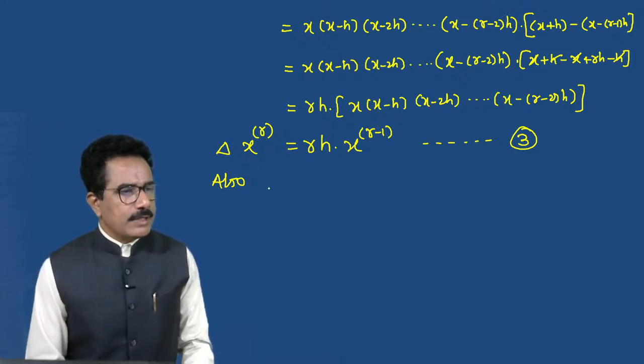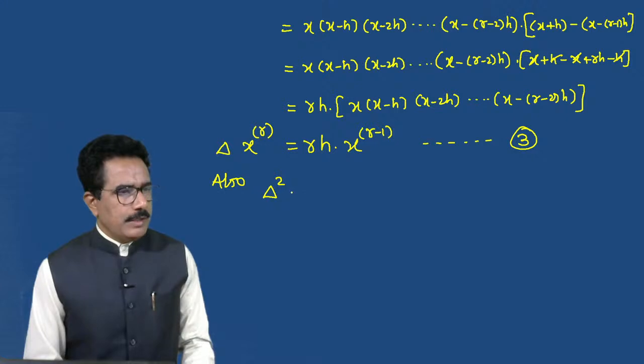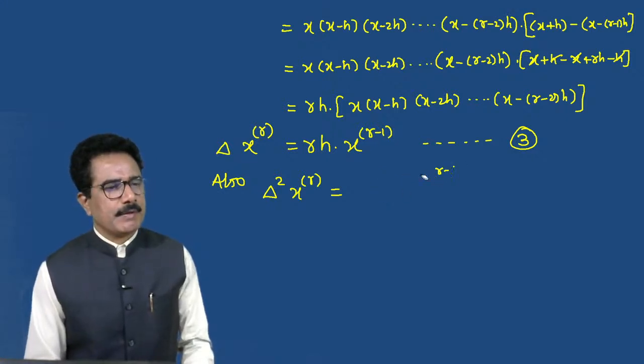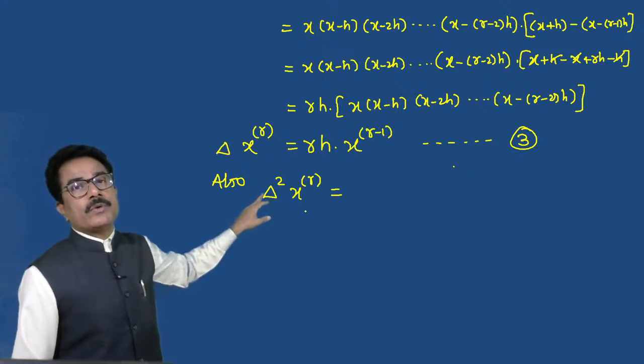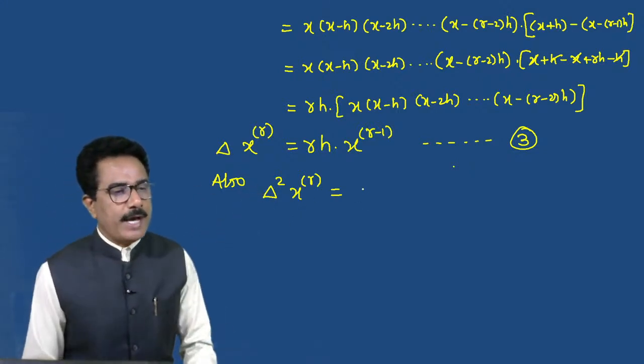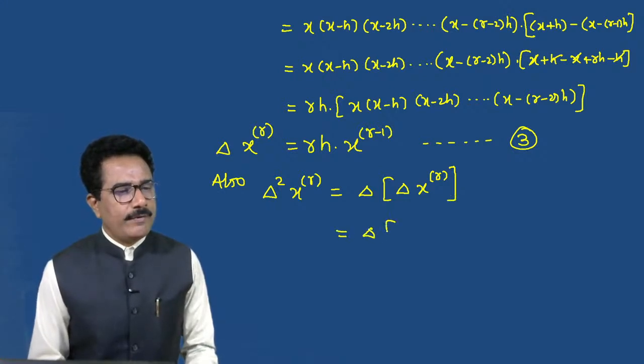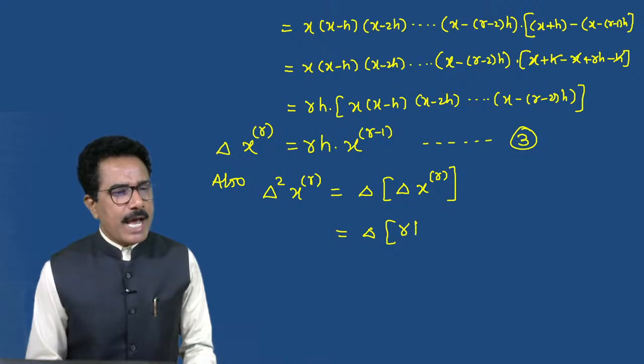See this, delta of x raised to r factorial means rh into x raised to r minus 1 factorial. One minute. Delta second difference, we have to calculate the second difference. Delta 2 of x raised to r means delta of delta of x raised to r factorial. So delta of x raised to r factorial means rh x raised to r minus 1.